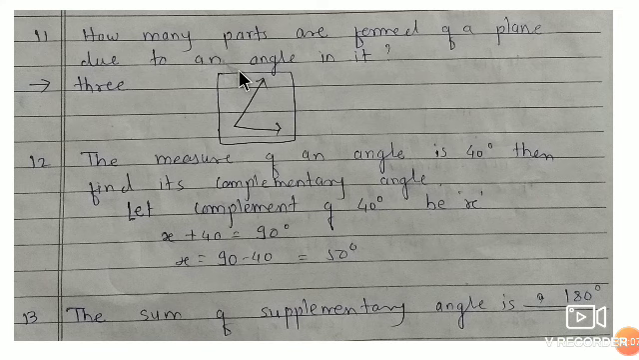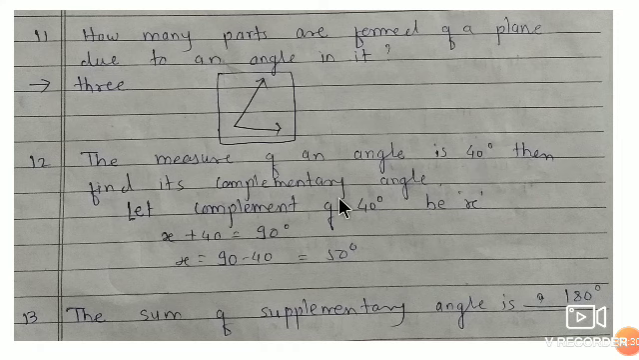Consider this is the plane and an angle is drawn on this plane. So how many parts are there? The exterior part, the interior part and the part of the angle, meaning the points which lie on the arms. So 3 parts.